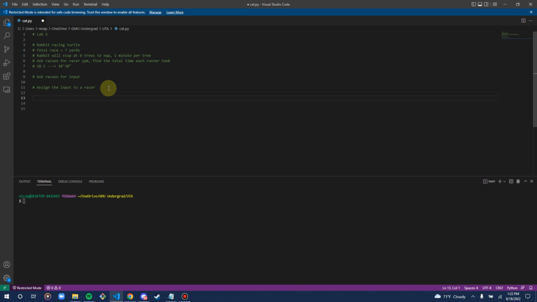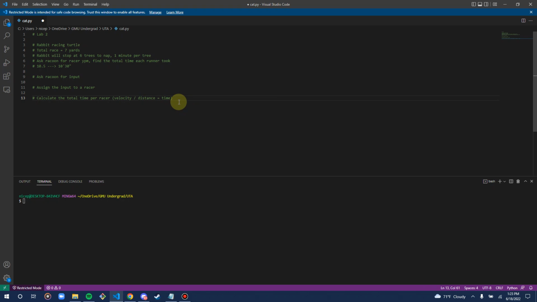So once we assign the input to a racer, let's go ahead and calculate the total time per racer. And we were given a formula that said velocity equals distance over time. And we have both velocity and distance, so we need to solve for time. If we move this around a little bit by multiplying each side by 1 over distance, you would get a formula where it's distance divided by velocity equals time, which is what we want to solve for.